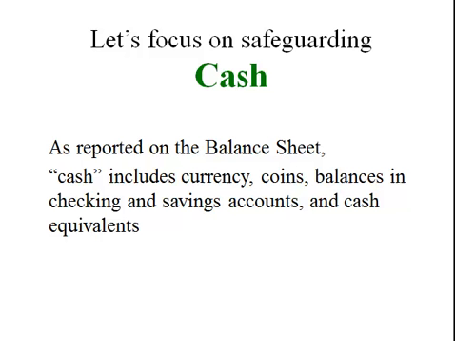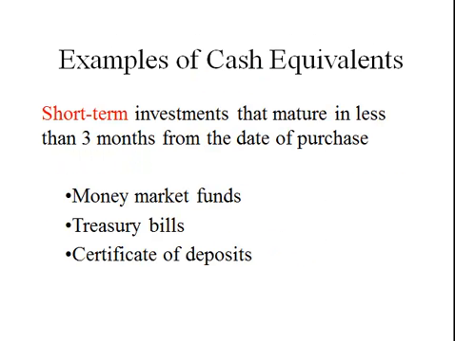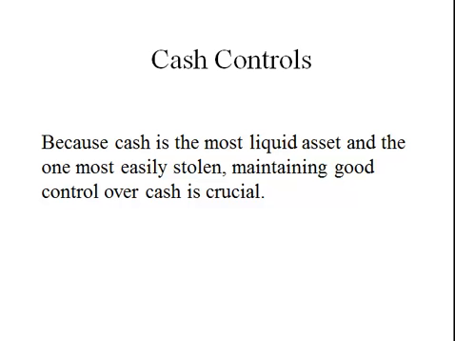Cash, as reported on the balance sheet, includes currency as well as balances in our checking and savings accounts and other cash equivalents. Some examples of cash equivalents include money market funds, certificates of deposit, and treasury bills. These are short-term investments that mature in less than 3 months from the date of purchase, and typically they can be sold at a moment's notice simply by placing a call to a broker or through our online trading account. Because cash is the most liquid of all assets and is easily stolen, maintaining good control over cash is crucial.